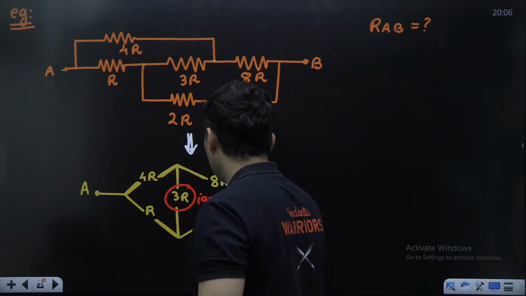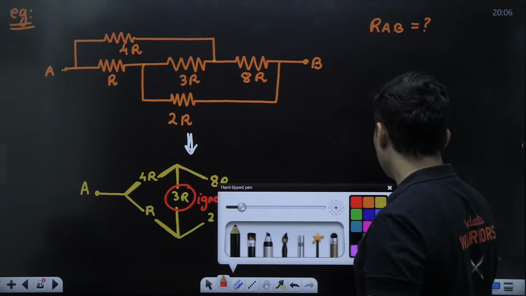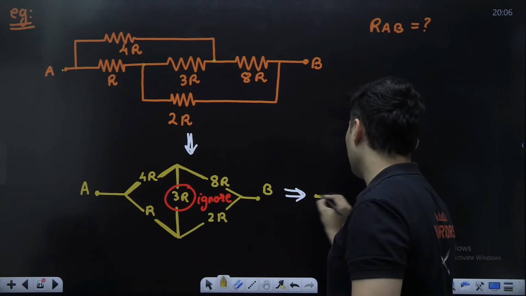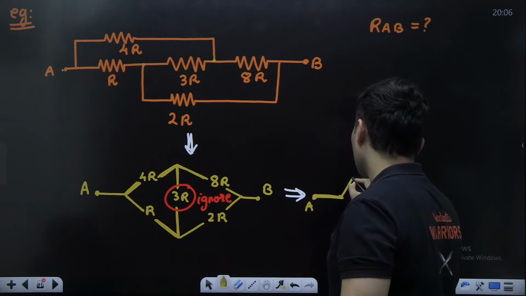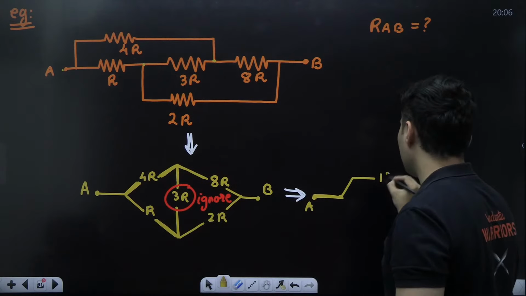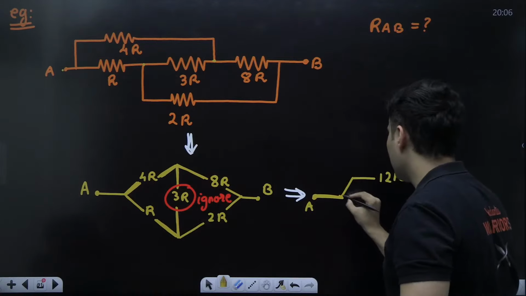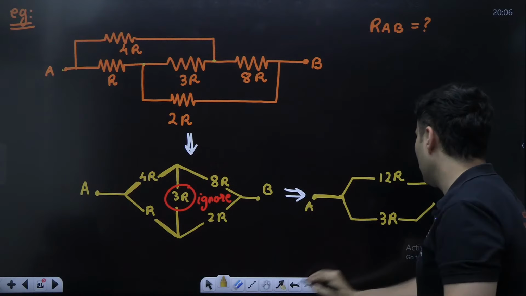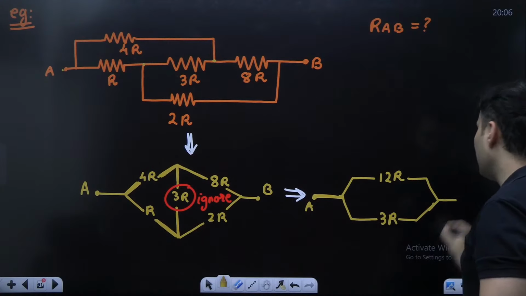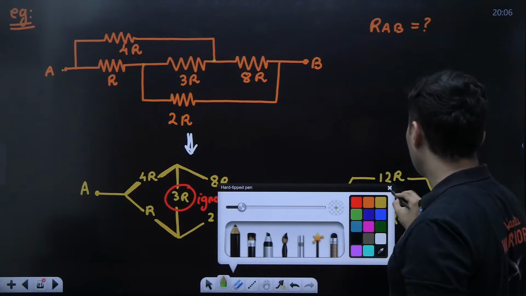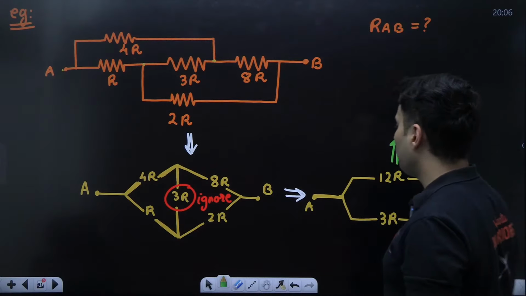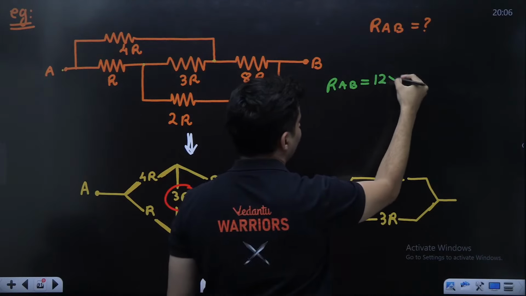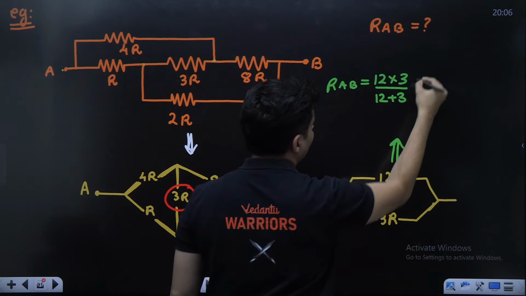We can completely ignore this. And if we ignore this, now we know what is there on the top. They are basically in series. So from our point A, we have these two resistors in series, which is 12R. These two in series, which is basically 3R. And their combination is basically in parallel. So the final answer to this particular question, RAB, will be this into this. So 12 into 3 divided by 12 plus 3, into R.